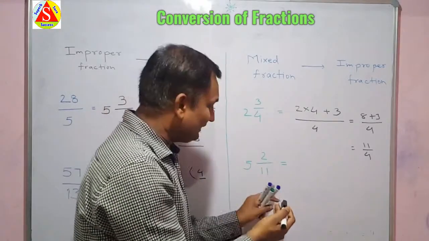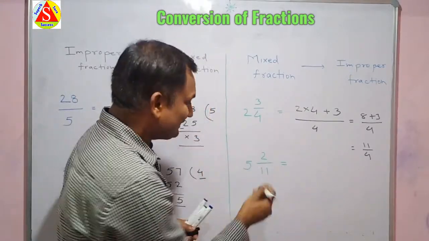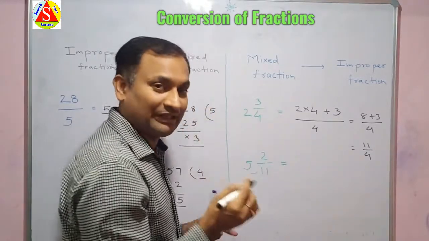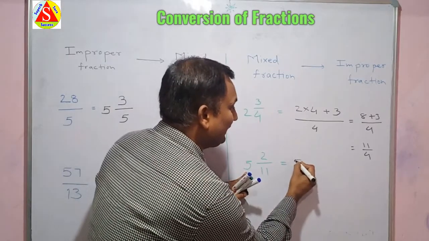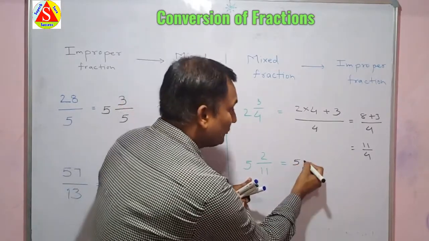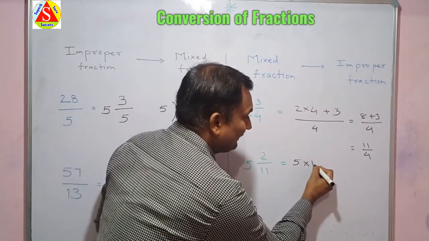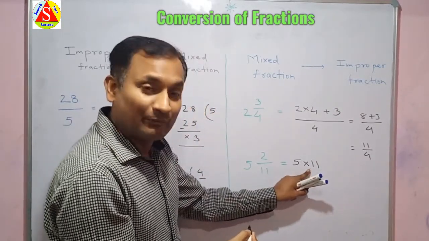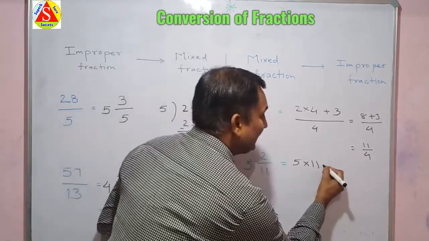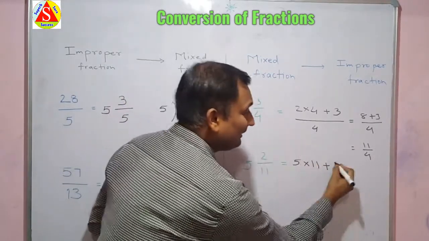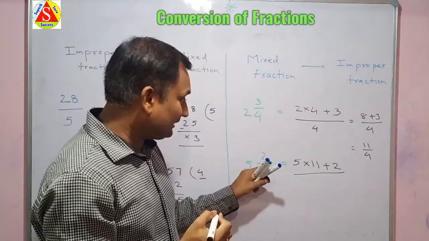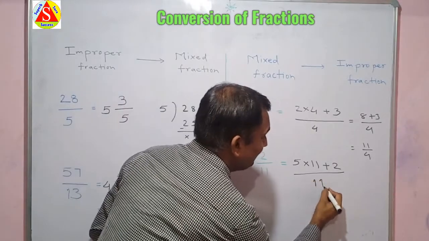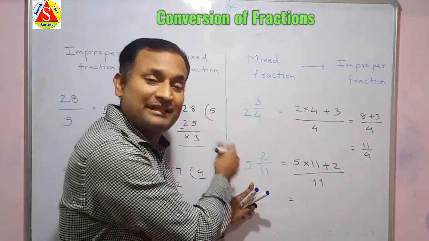So again let's see one more example. Let's convert this 5 2 by 11 into an improper fraction. First of all we will multiply this natural number with the denominator term. So here it is 11, so we will multiply 5 with 11. Then after that we will add the numerator term, so here 2 in this case. And in the denominator we will write the same term which is given in the mixed fraction.